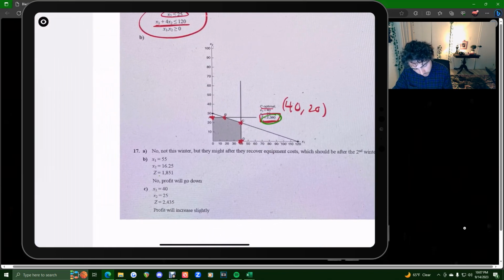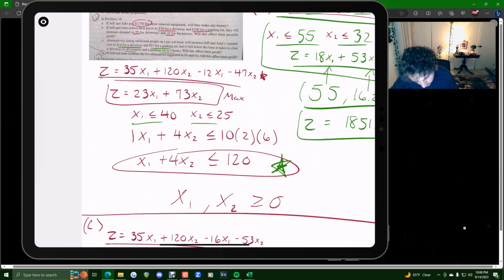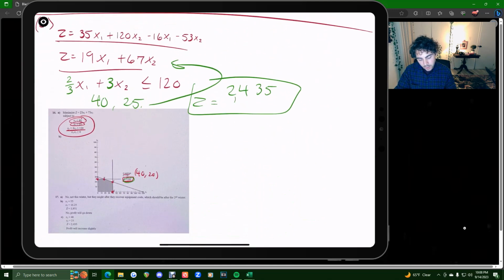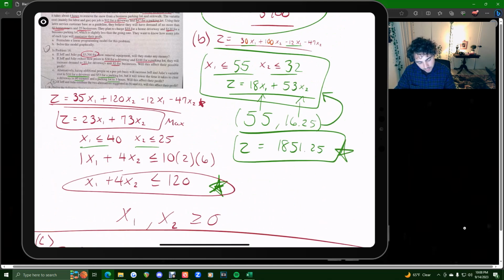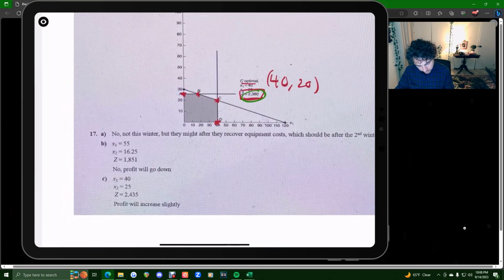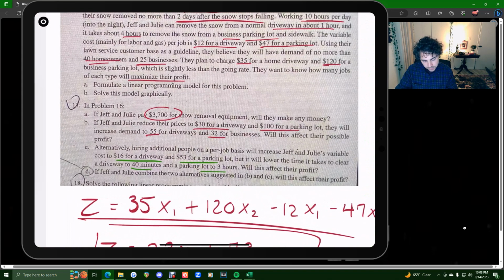So the profit did go up. So I think we have all this right now. What was part A? What did I do for part A? Oh, yeah. Okay, that was the 3700. Anyway, so for part B, profit goes down. Part C, profit slightly goes up. That's what they had. What's part D talking about? If they combine the two alternatives, will this affect their profit?